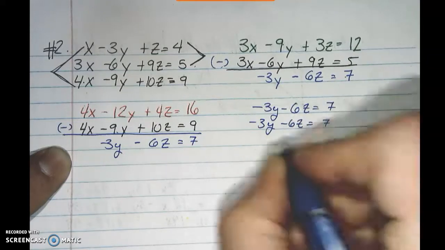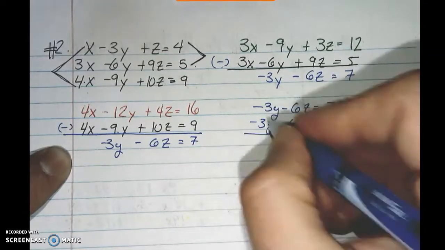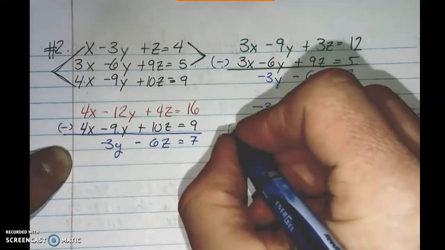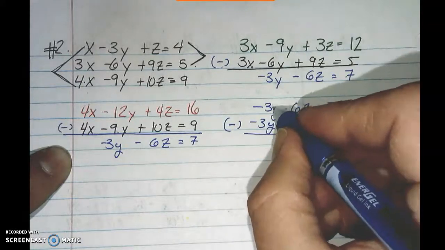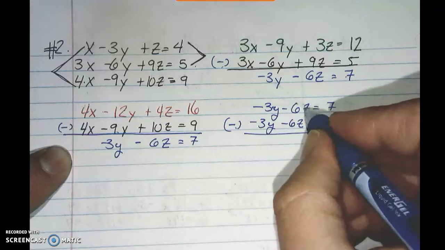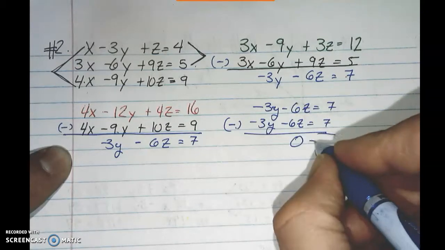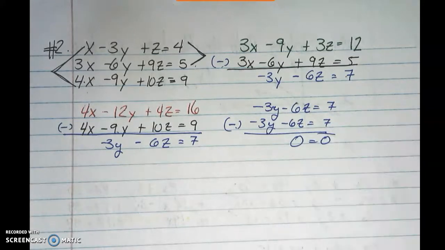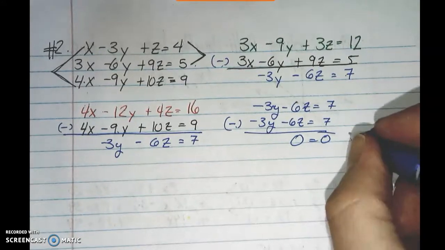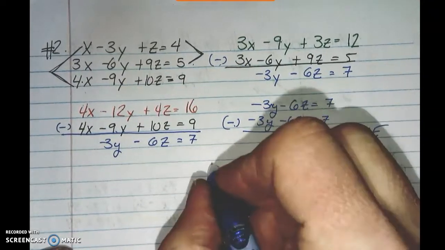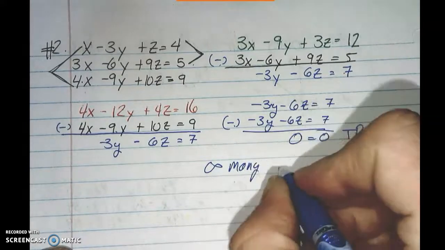Okay, but we got to be careful with this. The signs are the same, so therefore I'm going to subtract, right? Okay, so we're going to subtract. -3y minus 3y, 0, right? -6z minus 6z, 0. 7 minus 7, 0. Okay, now, is this true? This is true. Okay, so if it's true, what's my answer? Infinitely many solutions.